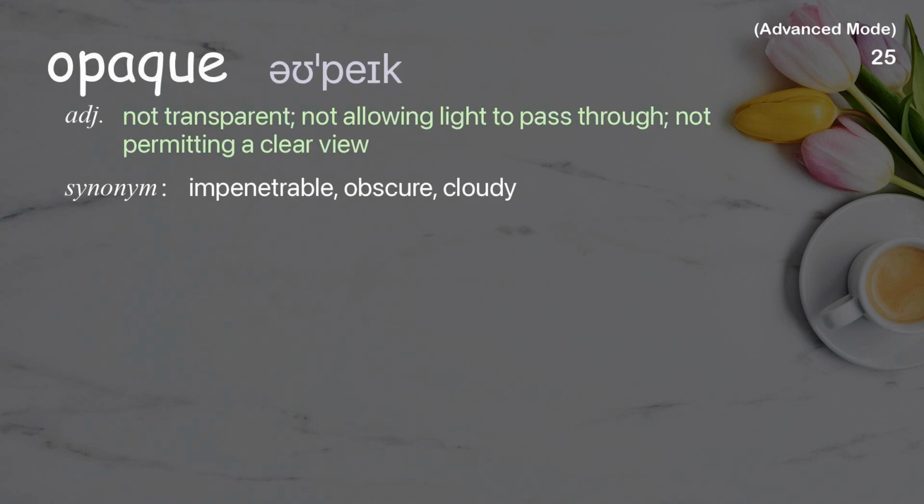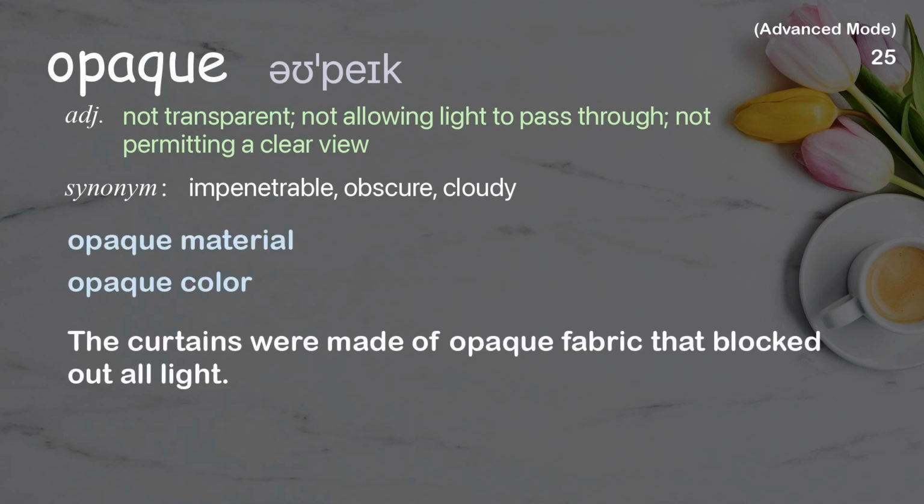Opaque. Not transparent, not allowing light to pass through, not permitting a clear view. Examples: Opaque material. Opaque color. The curtains were made of opaque fabric that blocked out all light.